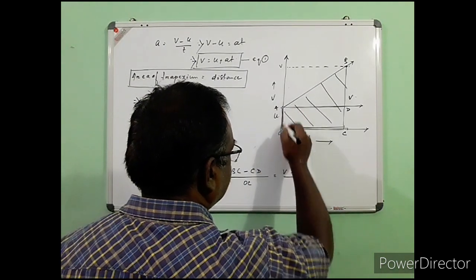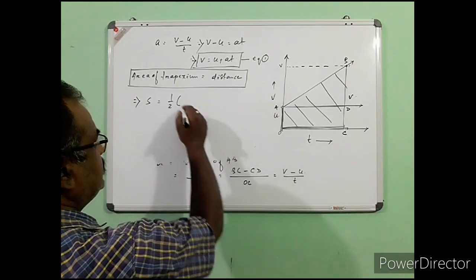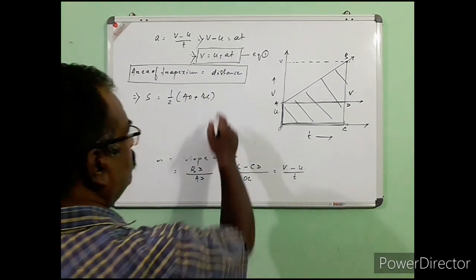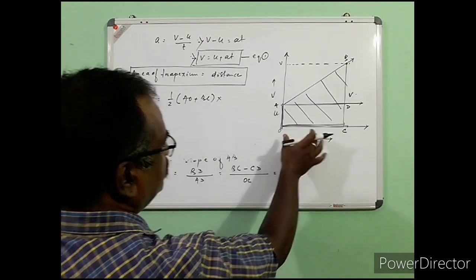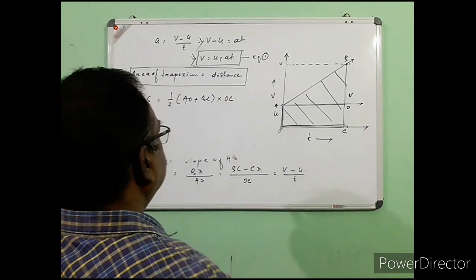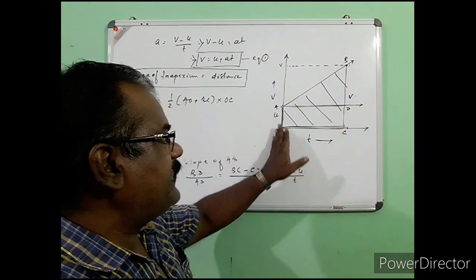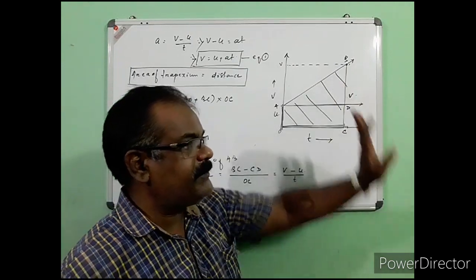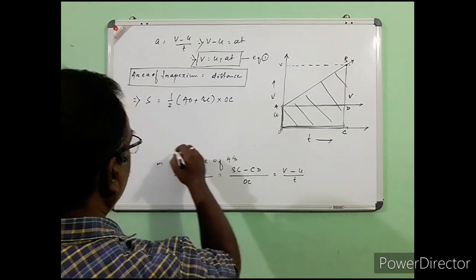Sum of the parallel sides means AO and this side BC. So the sum of the parallel sides is AO plus BC, into height. Height in the sense the distance between the parallel sides, that may be your OC or AD. Both are equal. So now the distance to be covered is equal to the area enclosed by this graph, that is the area of the trapezium AOCB, which is equal to half into (AO plus BC) into OC.